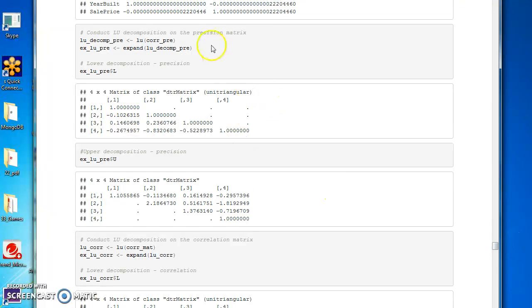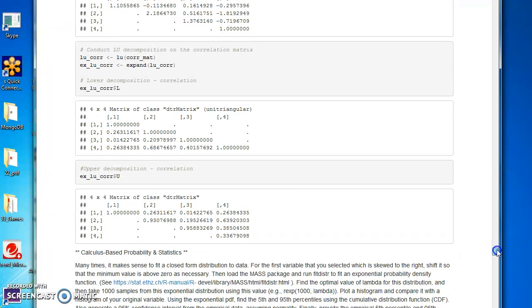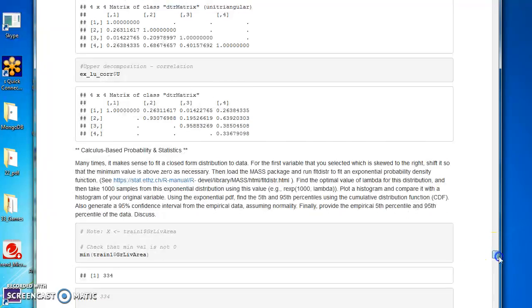Decomposed first of all the precision matrix, so it's showing in the lower decomposition, all the numbers are in the lower, below the diagonal. And then took the upper decomposition there for the precision matrix, and then similar for the correlation matrix, decomposed that so everything in the diagonals is 1, and below, and then the upper matrix below that.